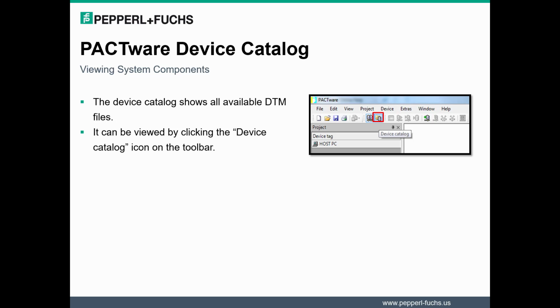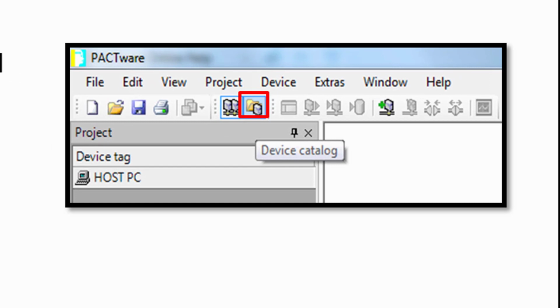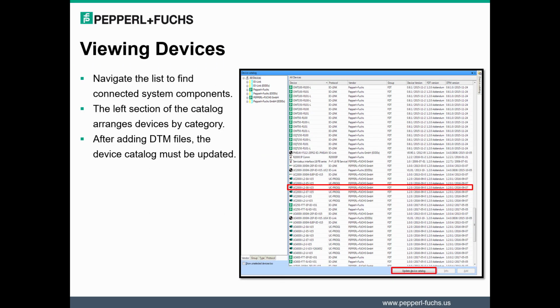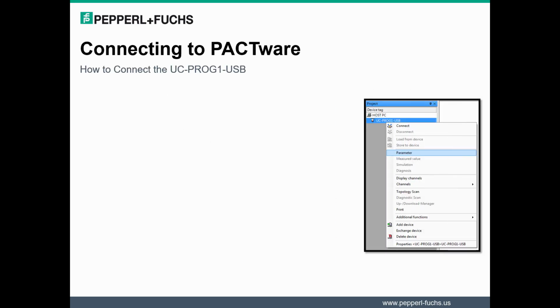The device catalog shows all available DTM files and can be viewed by clicking the device catalog icon on the toolbar. Upon opening the device catalog, a list of DTM files will be generated, which you can navigate to find connected system components. You can filter the list via the left section of the catalog, which arranges devices by category. Whenever a new DTM file is added, the device catalog must be updated by clicking the Update Device Catalog tab. You are now ready to begin connecting the sensor to PACTware.